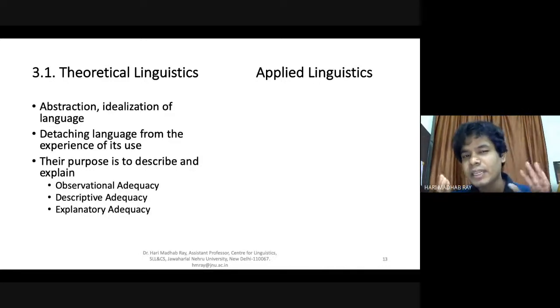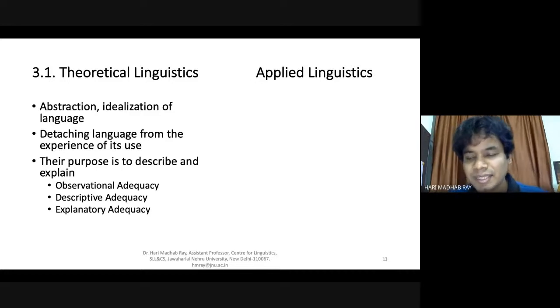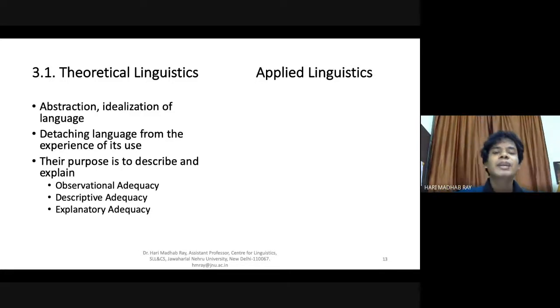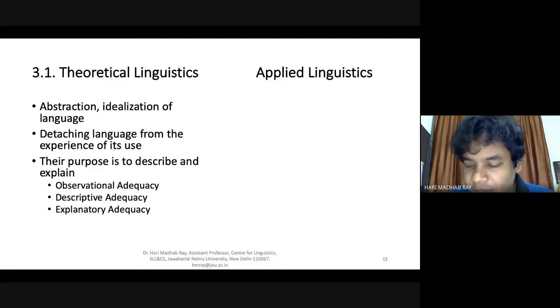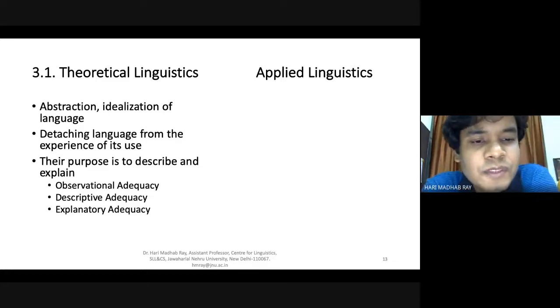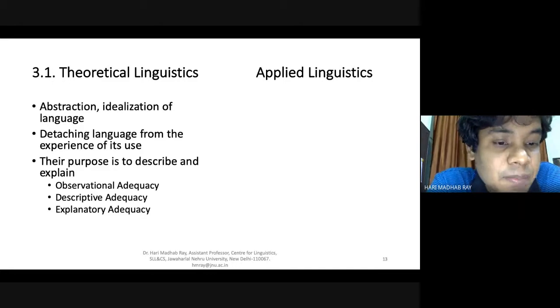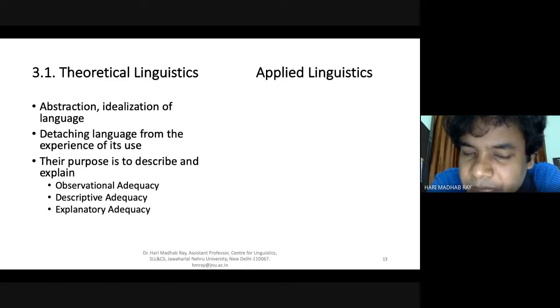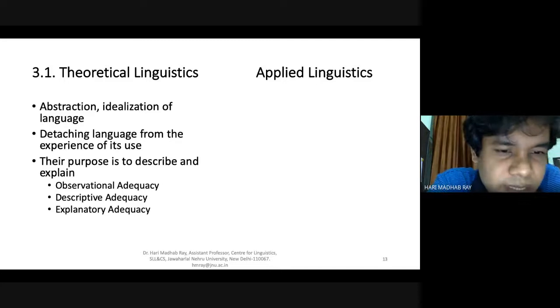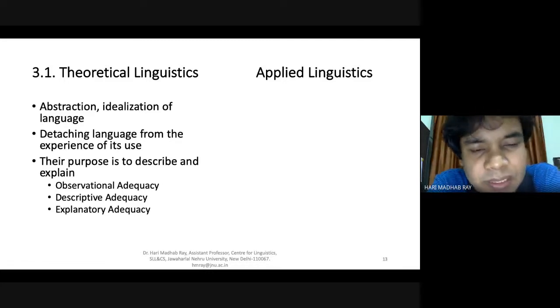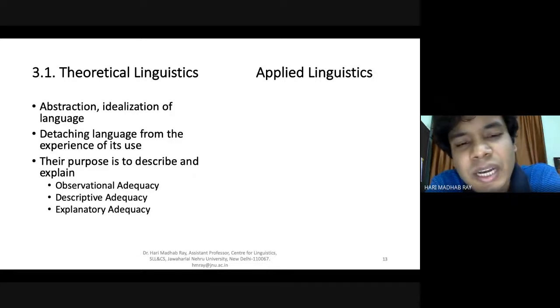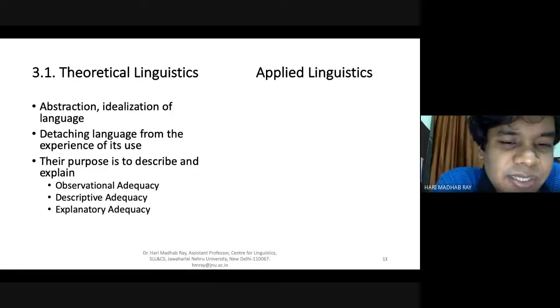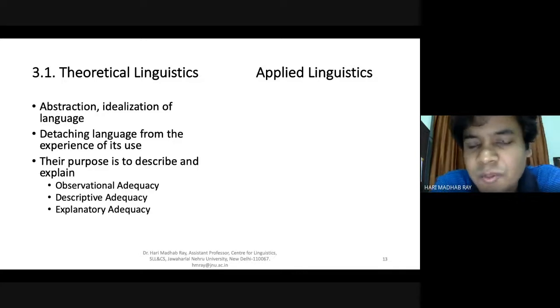Especially in linguistics, I think you were aware of three types of adequacy: observational adequacy, descriptive adequacy, explanatory adequacy. If you're aware of these three types of adequacy, and you have also done a basic course in syntax, we talk about this at the very beginning level. So can one of you simply tell me what observational adequacy, descriptive adequacy, and explanatory adequacy are?